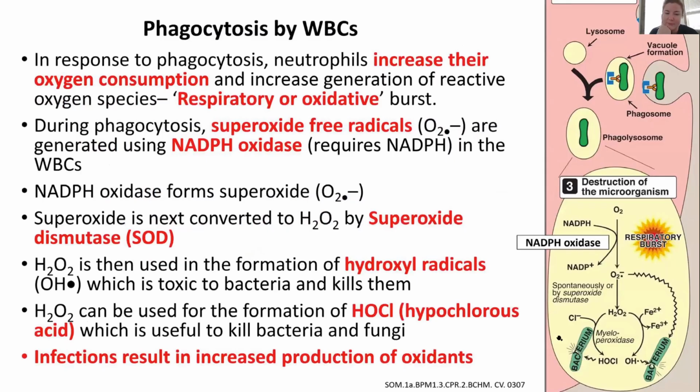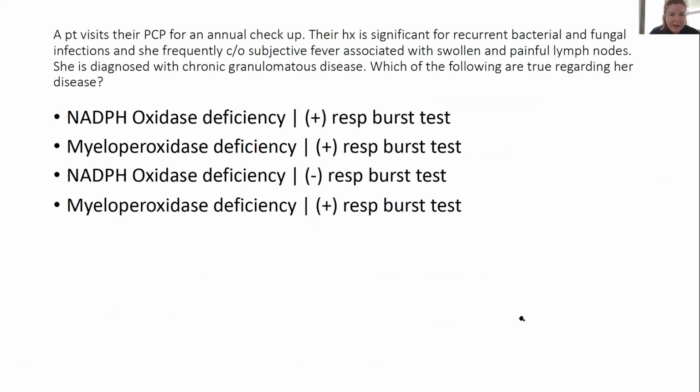You can go to the next one. So neutrophils, this is the primary cell that comes in right after an infection, right after something happens, and they are responsible for this respiratory or oxidative burst. Okay, you can put this in the chat.